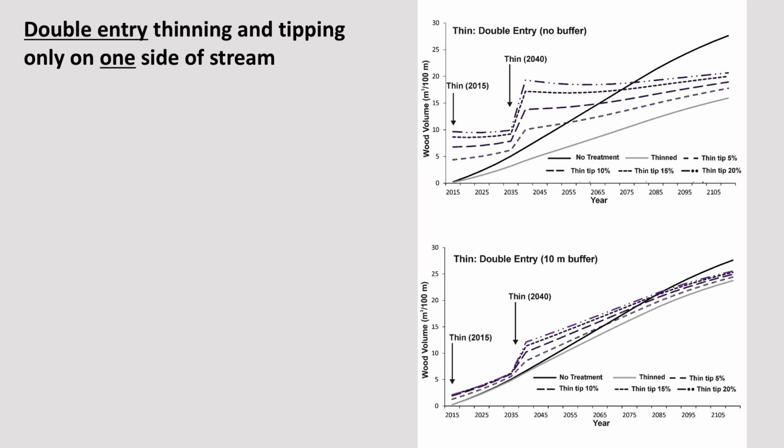So this is if you have a double-entry thin on only one side of the stream, and you have twice the positive benefit effect. These dashed lines mean you're tipping at 5%, 10%, 15%, and 20%. So now, after more than a half century, you've got more wood in the stream. And then after that, though, you start losing it from what would be the natural condition with an untreated stand. If you put a 10-meter buffer on it, the whole comparison kind of shrinks. Everything gets about the same.